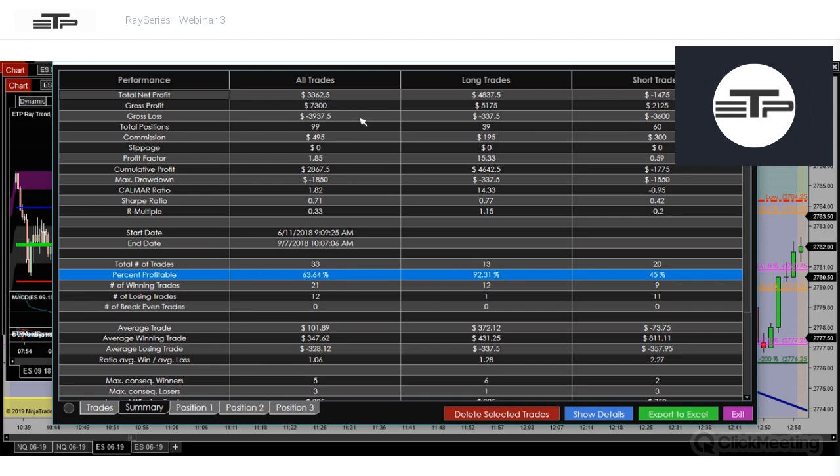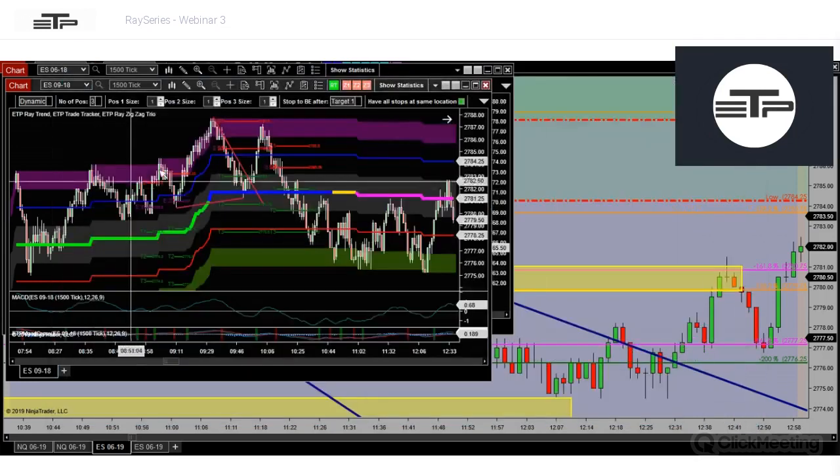So in total, it made $3,362 for the 0918 contract, which is the September contract. And obviously, these are just on the ES itself.